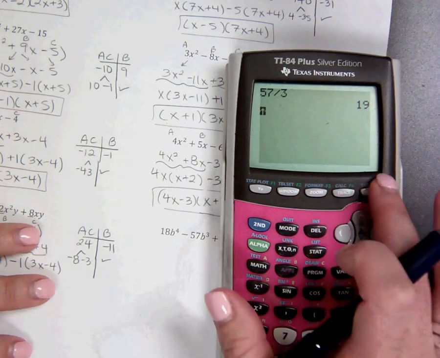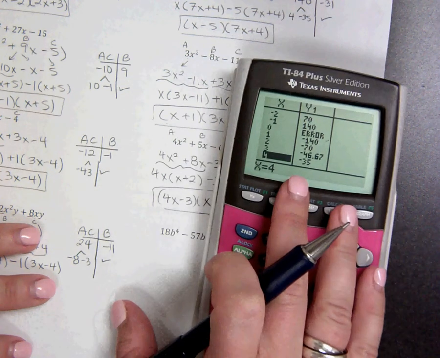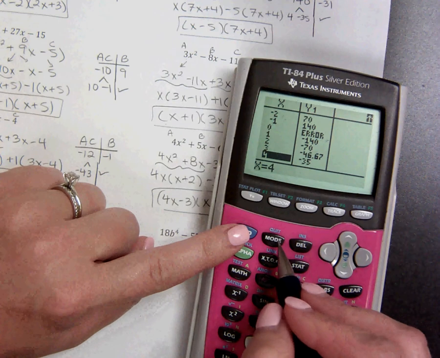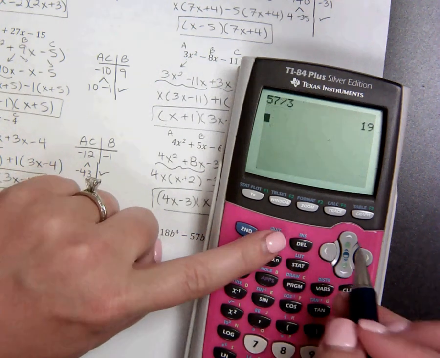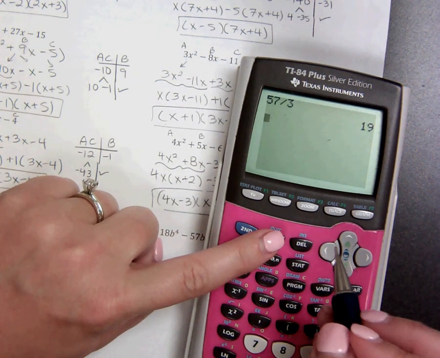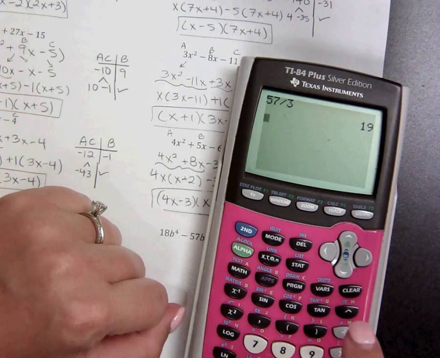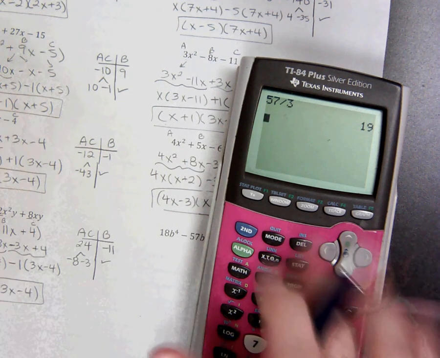If you're in your table, I forgot to show you that. If you're in your table and you want out, there's a button that says quit. If you push second, quit, it will take you to your home screen. So if you ever push something and you're like, oh crap, what did I do? Second quit will get you to your home screen.